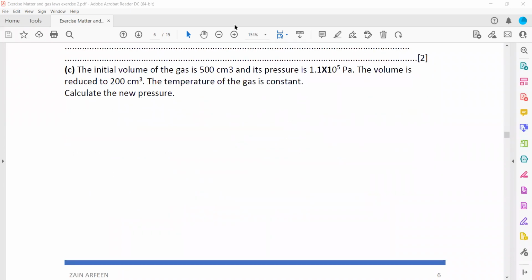The initial volume of the gas is 500 centimeter cubed. The pressure is 1.1 times 10 to the power 5 Pascal. The volume is reduced to 200. We want to calculate the new pressure. So we have the formula P1 V1 equals P2 V2. This is the first volume, first pressure, second volume, and we need the second pressure.